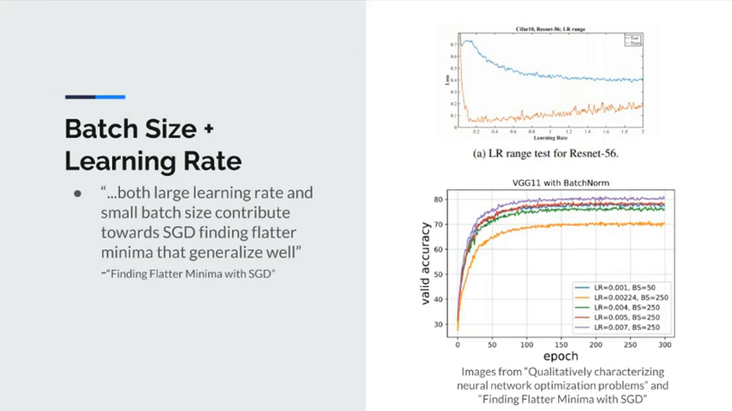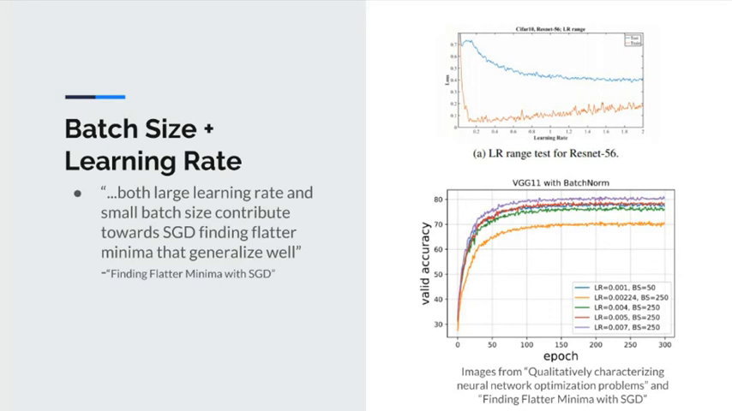However, to make matters a bit confusing, the paper Finding Flatter Minima with Stochastic Gradient Descent found that both large learning rates and small batch sizes contributed towards stochastic gradient descent finding flatter minima that generalized better. You can see the results of their experiments here on the right. The blue line, where the learning rate is 0.001 and the batch size is 50, is roughly equivalent to the red line, where learning rate is 0.005 and batch size is 250. When they multiply the learning rate by a factor of 5, they need to correspondingly multiply the batch size by a factor of 5.